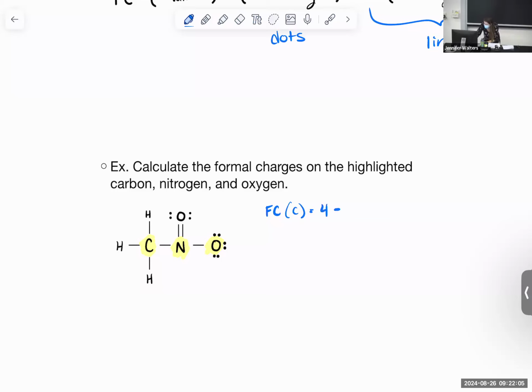So 4 minus, how many dots are there around carbon as drawn? 0. How many lines are there around carbon? 4. So the formal charge is 0. It is neutral. Which makes sense because neutral carbon makes 4 bonds. So that checks out. All right, calculate the formal charge for the nitrogen and the oxygen.